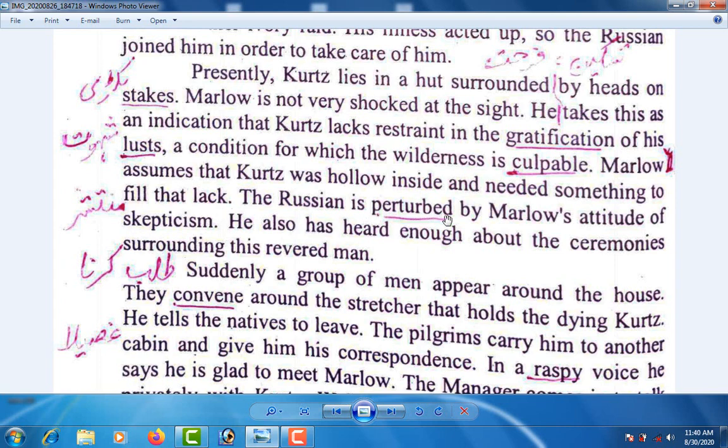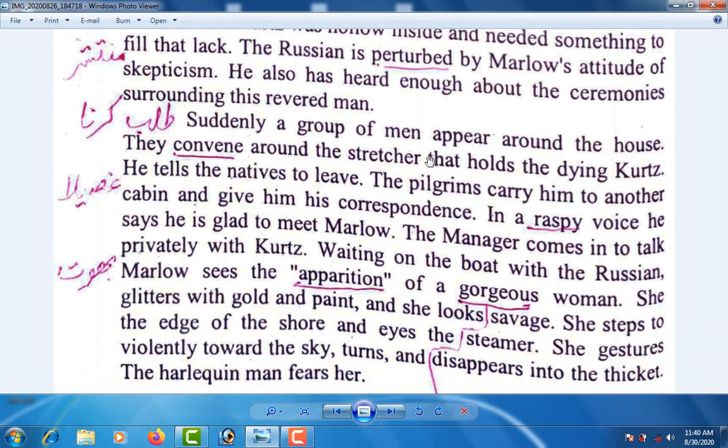The Russian is perturbed by Marlow's attitude of skepticism. He also has heard enough about the ceremonies surrounding this revered man. Suddenly, a group of men appear around the house. They convene around the stretcher that holds the dying Kurtz. He tells the natives to leave.